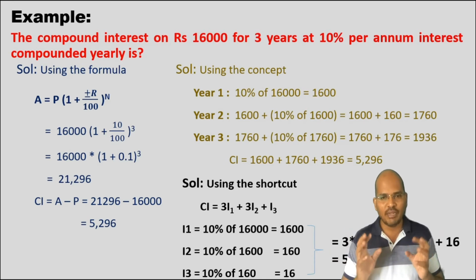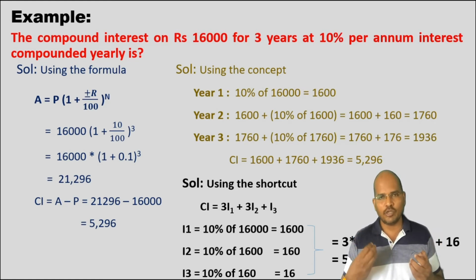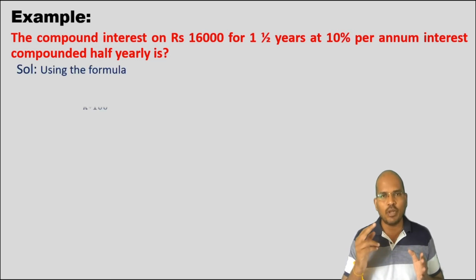So in all three methods, we have seen how to calculate the compound interest: using the formula, using the concept, and using the so-called shortcut. All will give you the same answer. Fine. Find the compound interest for rupees 16,000 for 1.5 years at 10% per annum, where we compound it half yearly. Now please keep in mind, it is not yearly, it is half yearly. If it is half yearly, we need to calculate K. K becomes 12 by X. X is 6. So 12 by 6 would be 2.